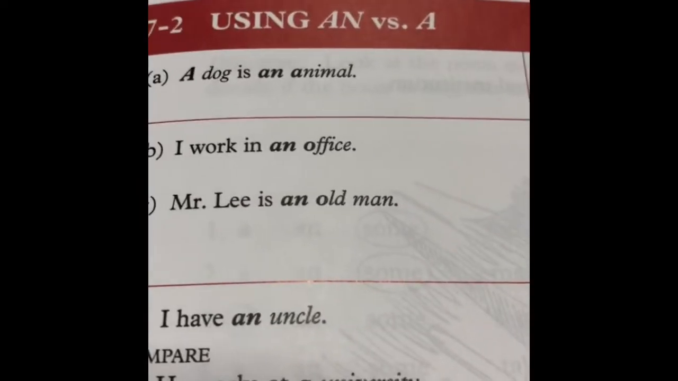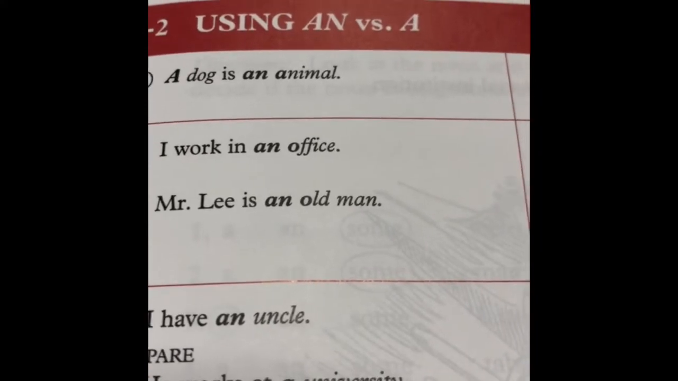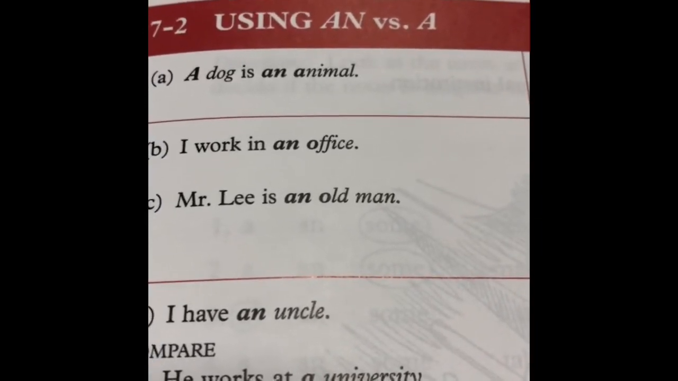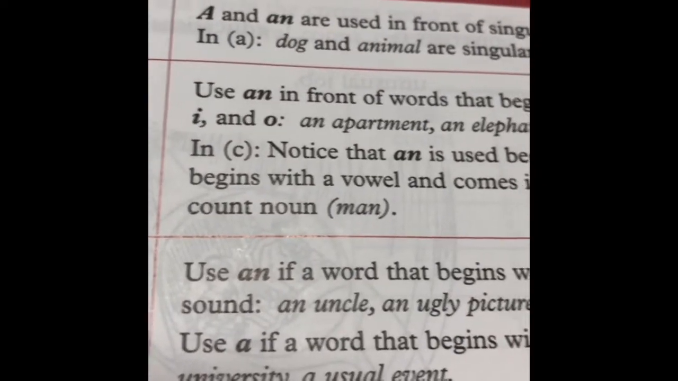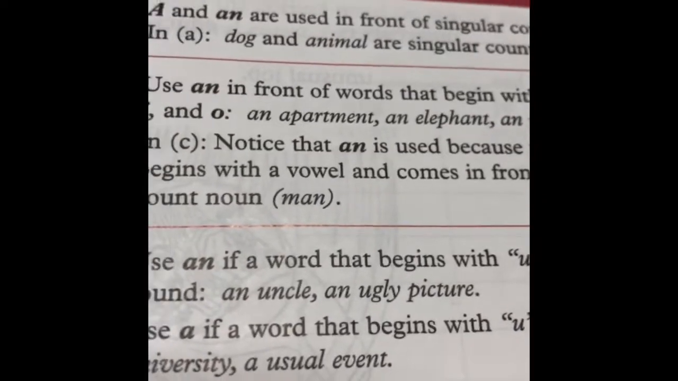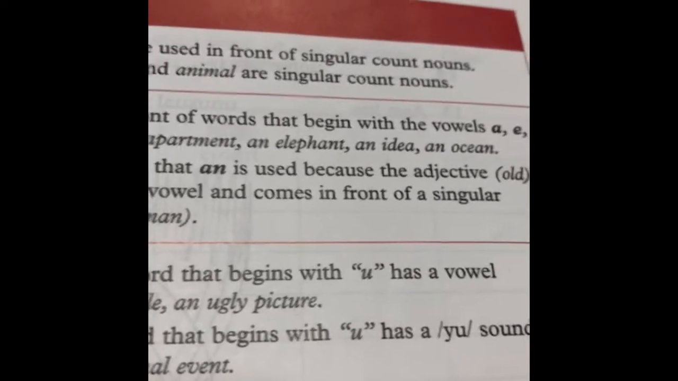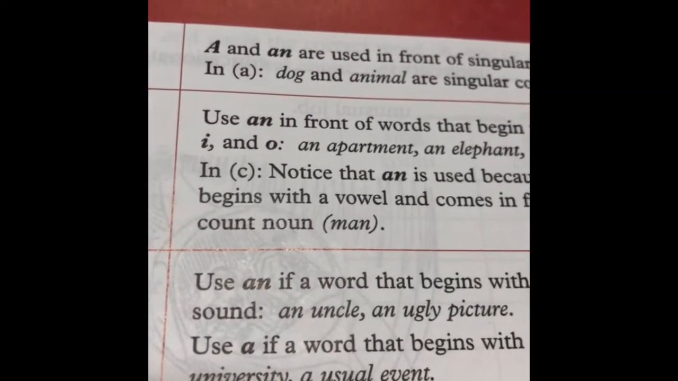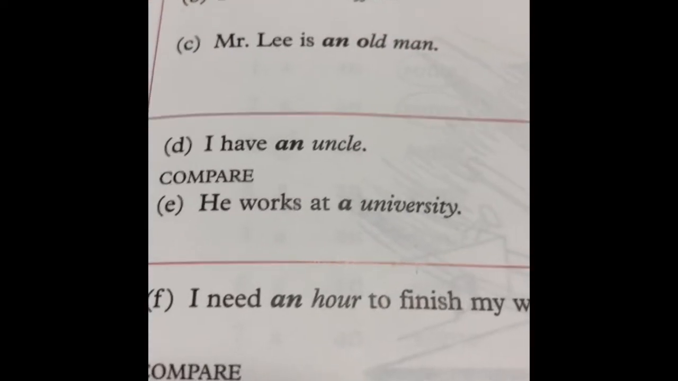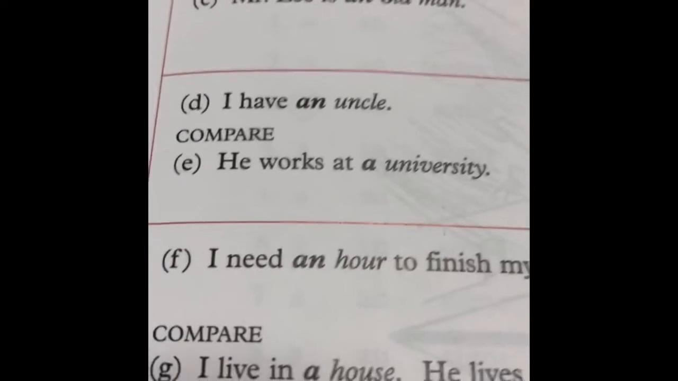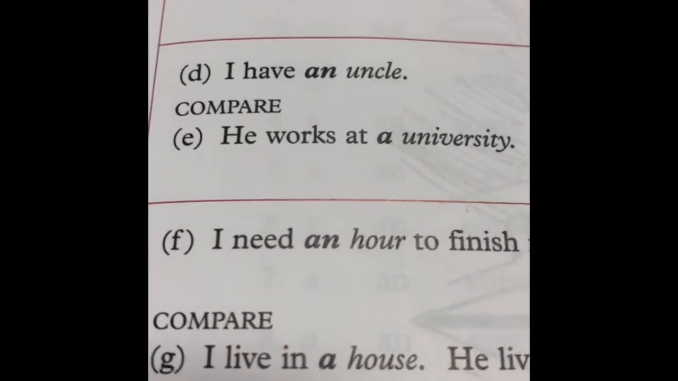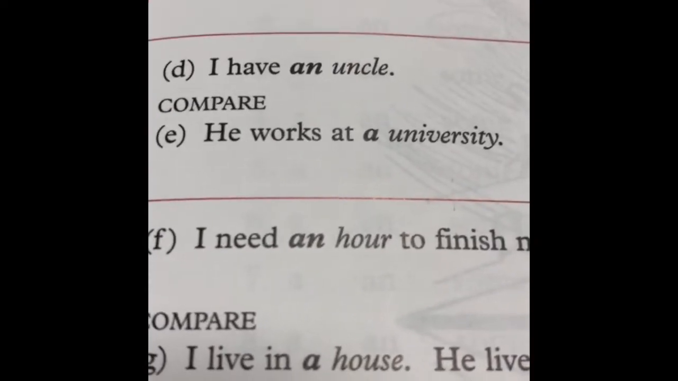I work in an office. Mr. Lee is an old man. We use an in front of words that begin with the vowels A, E, I, O, U: an uncle. He works at a university. What's the difference between the two?